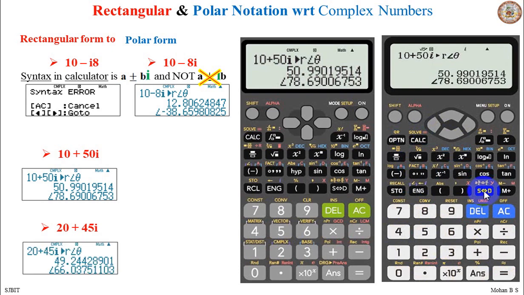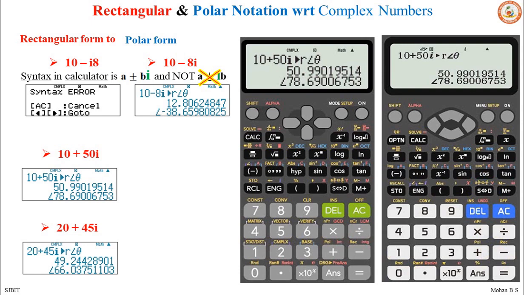So I hope you have tried solving for 20 plus 45i. If you do that, you should get the answer as 49.244 at an angle 66.0375. If you have observed, we have taken the imaginary part negative for 8i, thus you can see the angle is also negative. And the imaginary part for your 10 plus 50i is positive, thus the angle is also positive.